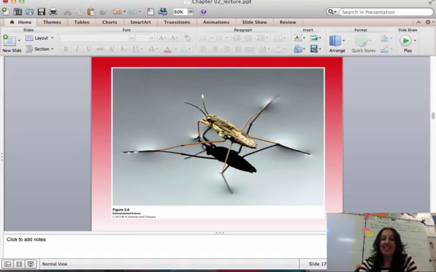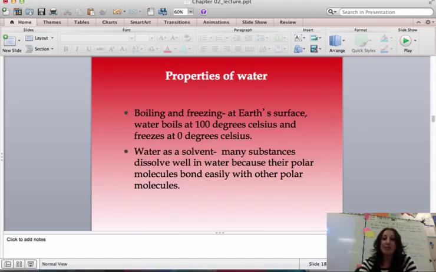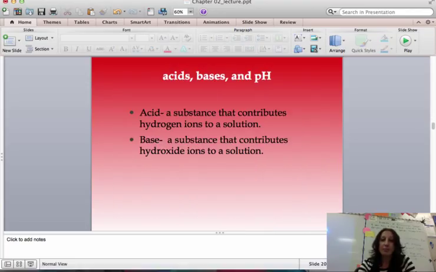Here's an example of adhesion with bugs on water. Again, some more properties of water: your boiling and freezing points, you want to be able to identify those, and water as a solvent. It's a universal solvent.